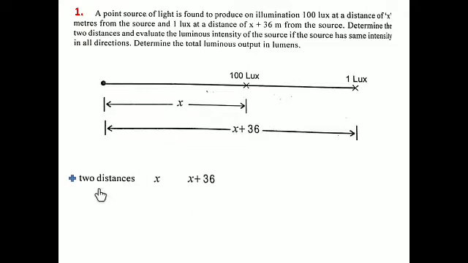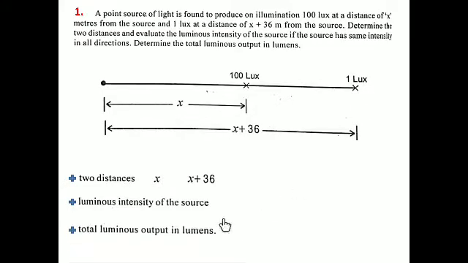With this information, what we have is two distances: one is x, another one is x plus 36. Then the luminous intensity of the source. This is the source, and from this source, the values 100 and 1 lux are given. Then you need to find the total luminous output. So these are the things you need to find. First one is the distance. Second one is the luminous intensity of the source. The next one is the total luminous flux. Let's do them one by one.